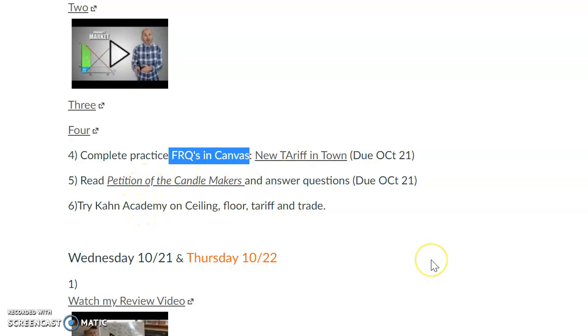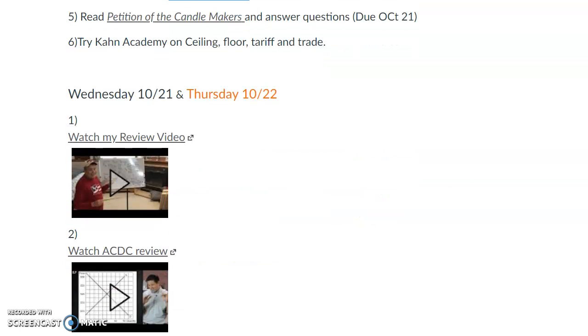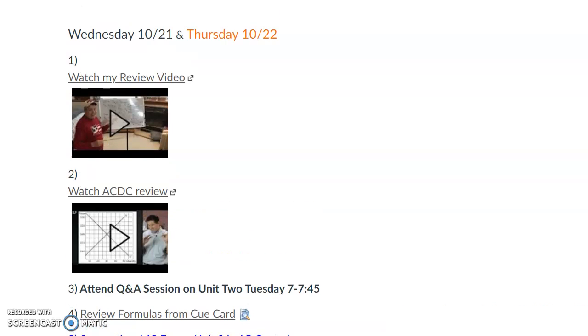Then there's a really famous reading that I want you to do. It's called The Petition of the Candle Makers. There's some questions that go along with it. Just a thought-provoking reading going back hundreds of years to France about free trade, about the benefits of free trade. And if you want, in Khan Academy, there's some practice questions. Again, this is optional.